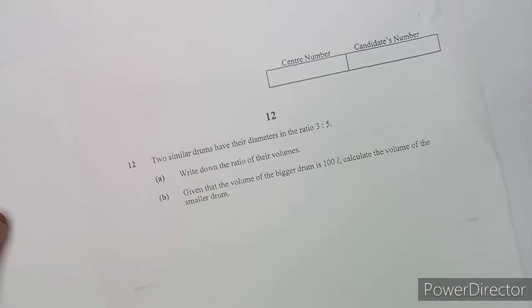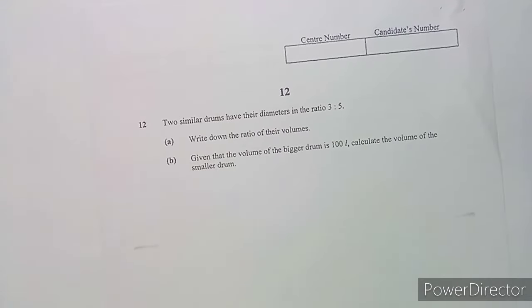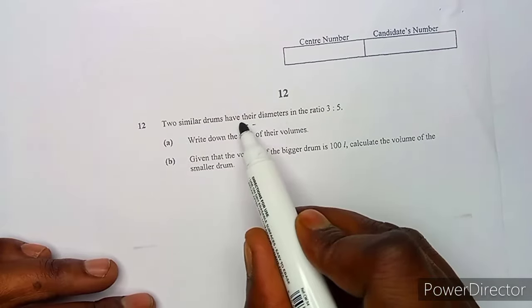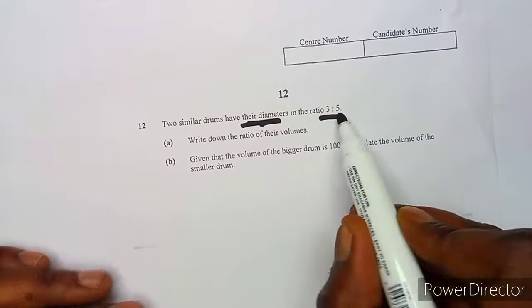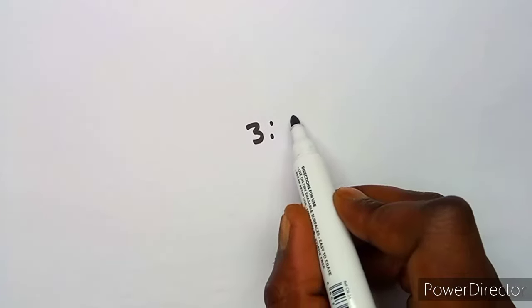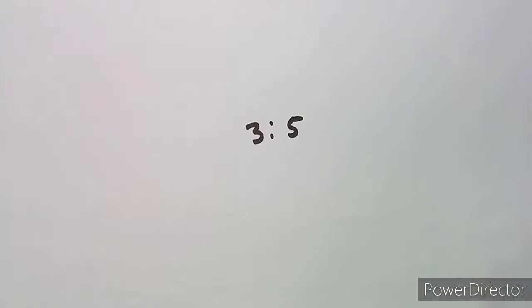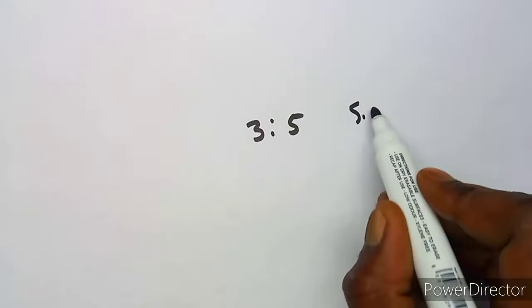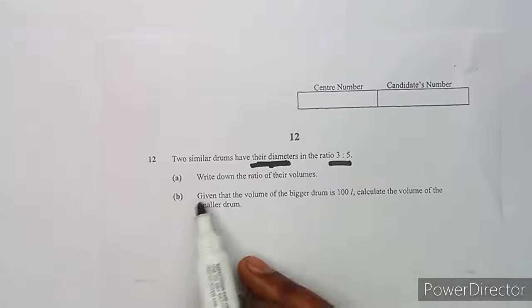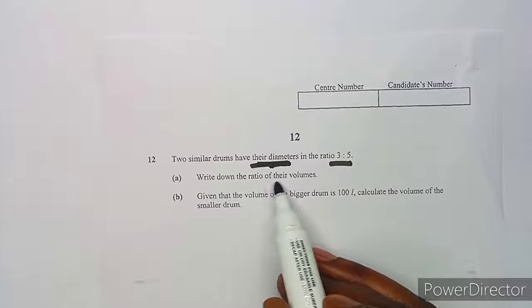All right, anyways, there are two similar drums that have a ratio of their diameters, which is 3:5. So this is your scale factor: ratio of diameters, ratio of heights, ratio of radii, ratio of slant heights, as long as it is all about distance or height, that is your scale factor. Okay, anyways, the question is to write down the ratio of their volumes.